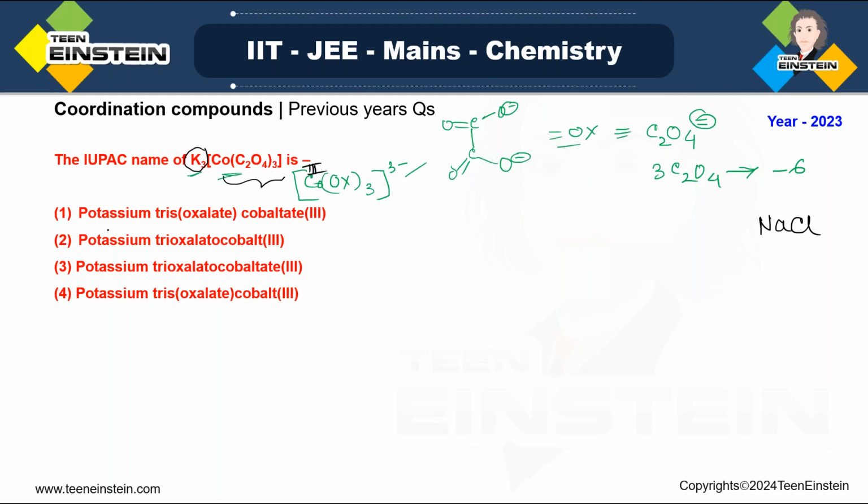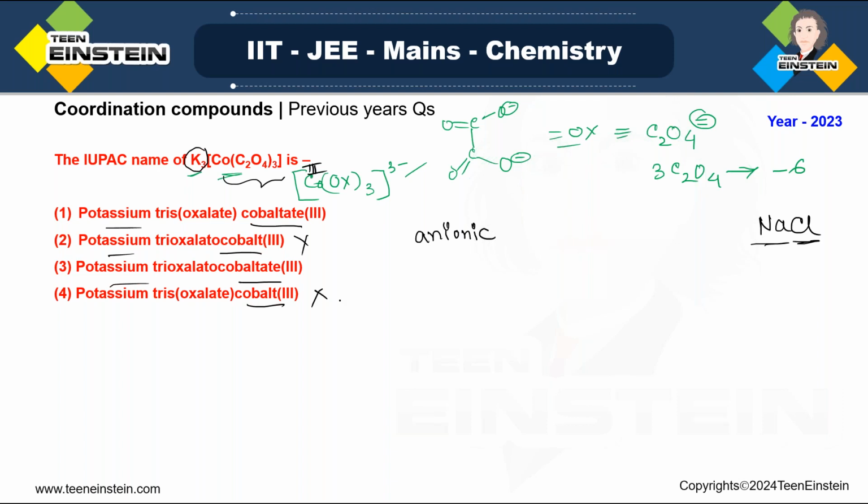And if you look at the options, all the 4 options are starting with potassium. So that will not help you to choose the option. Next you have to focus on how the name is ending, because when you are ending the anionic part, suppose you are ending here with chloride, it is sodium chloride. Similarly here also it will not end simply as cobalt, it will end as cobaltate. So either option 1 or 3 will be correct.